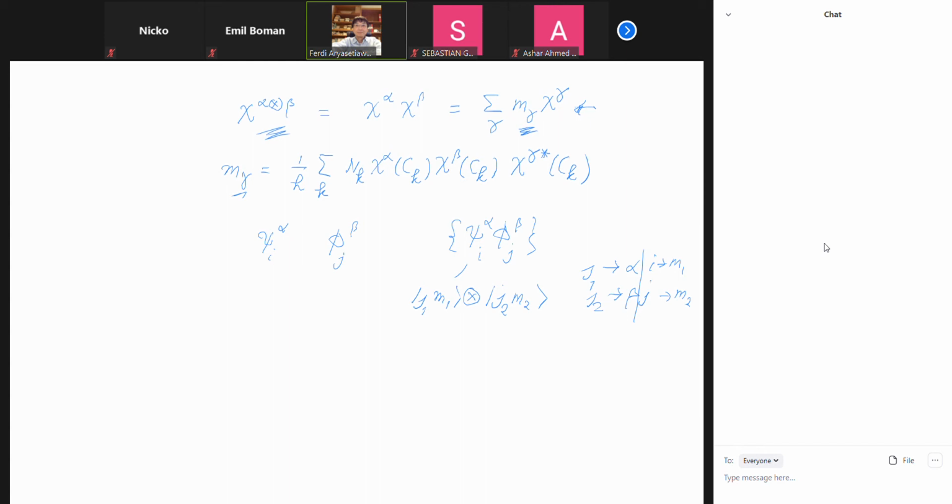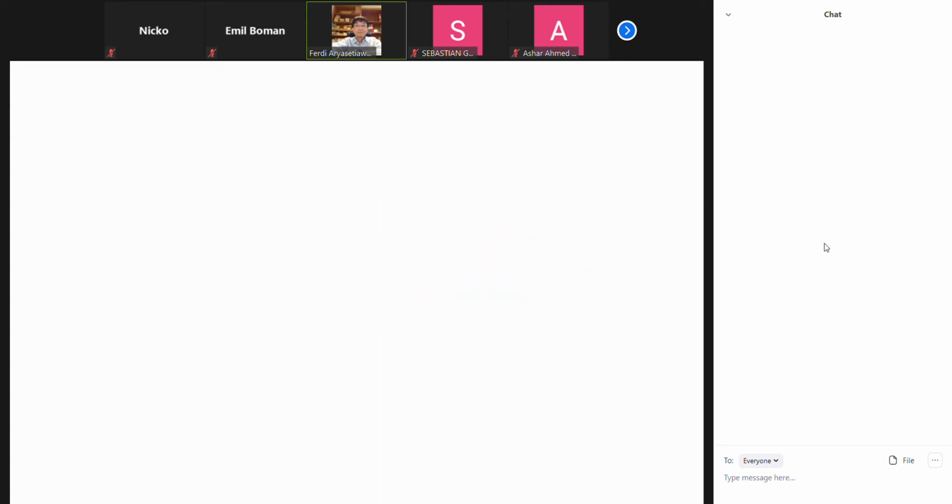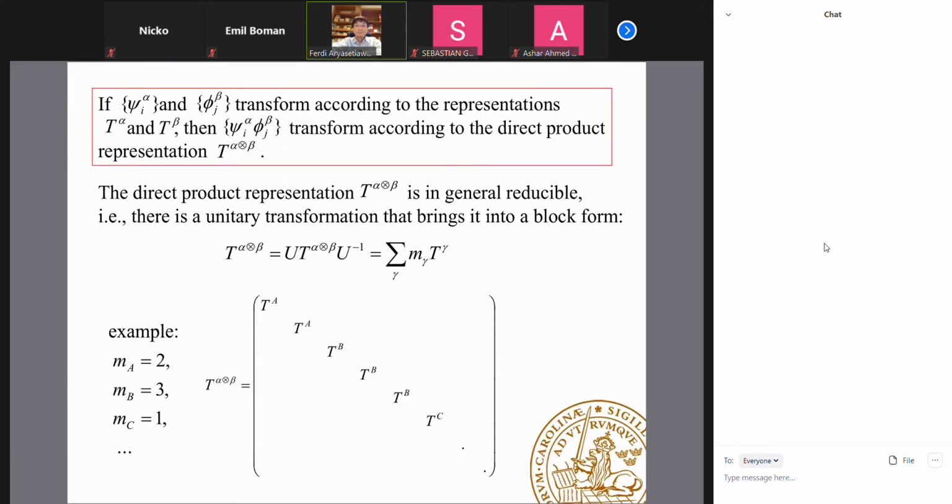So this is what we have in quantum mechanics when we do angular momentum theory and we add two angular momenta. We have the states and we form a direct product of these. And this matrix U here, this unitary matrix, is actually just the Clebsch-Gordan coefficients. So they're just called the Clebsch-Gordan coefficients.